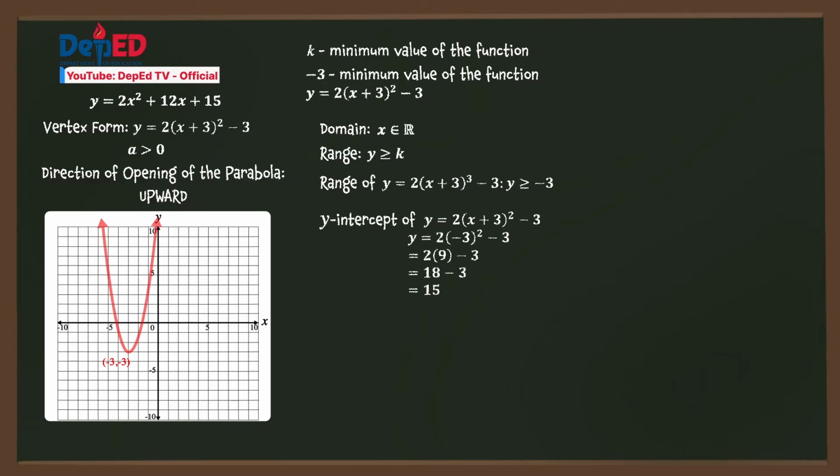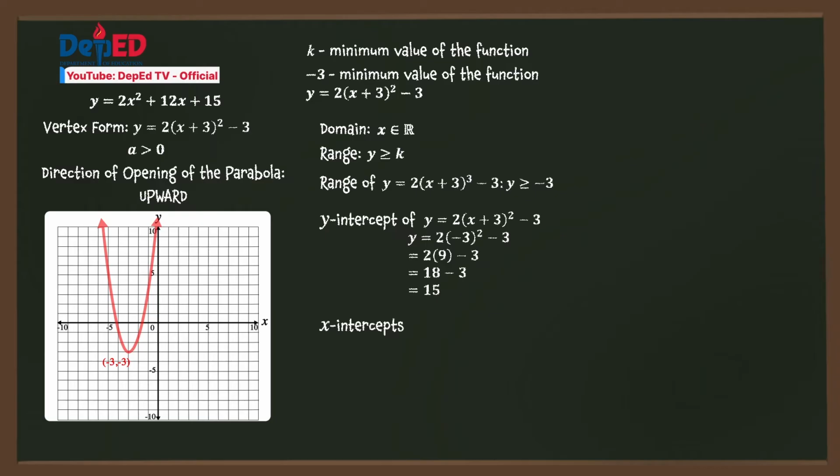The y-intercept of the function, if we compute it based on the vertex form, y must be equal to 2 times the square of -3 minus 3. And it is equivalent to 2 times 9 minus 3, which results to 18 minus 3, and hence the y-intercept is 15.